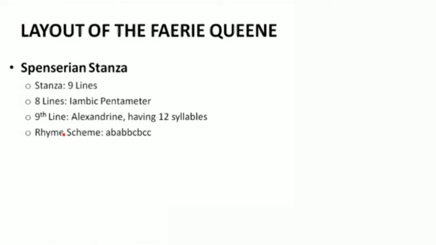Now back to the Spenserian stanza. In Spenserian stanza there are 9 lines. The first 8 lines are written in iambic pentameter and the 9th line is written in Alexandrine. Now why is it called Alexandrine? Because it has 12 syllables. In iambic pentameter there are 10 syllables, and in Alexandrine there are 12 syllables, so 2 syllables are added.